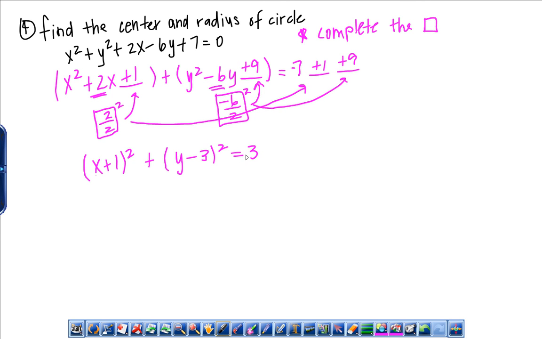So this is the equation of a circle. From here, I can get my center. My center is going to be this. Remember, what I plugged in to get it was a negative 1 and a positive 3. And my radius is going to be root 3, because I squared it to get this. And these are my answers.